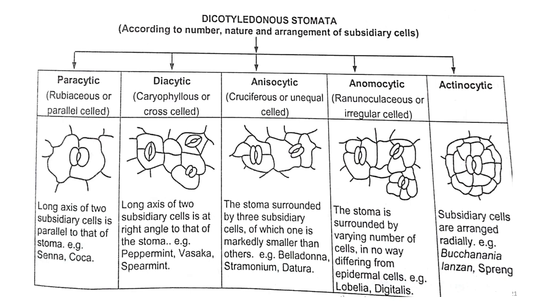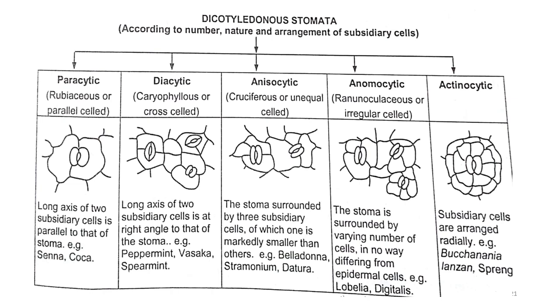Coming to the classification of stomata, we can divide them into paracytic, diacytic, anisocytic, anomocytic and actinocytic. In paracytic stomata, the two subsidiary cells are parallel to the stoma, so it is known as parallel arranged. Examples are senna and mocha. Then diacytic: the two subsidiary cells are diagonally arranged to the stoma. Examples are peppermint, vasaka, etc. Then anisocytic means three subsidiary cells are present, one smaller than the other two. Examples are datura, belladonna, etc.